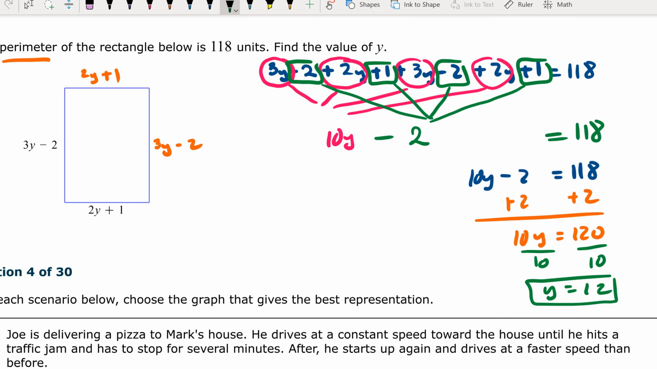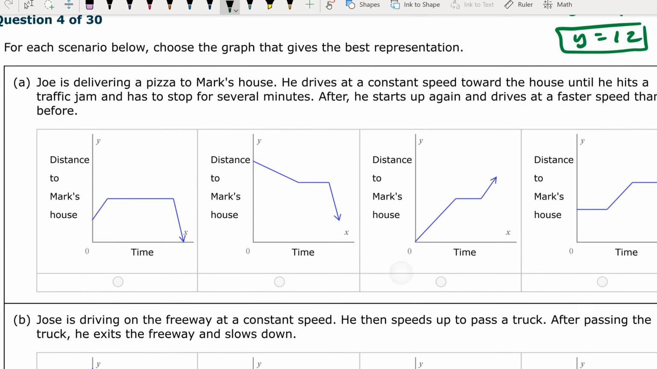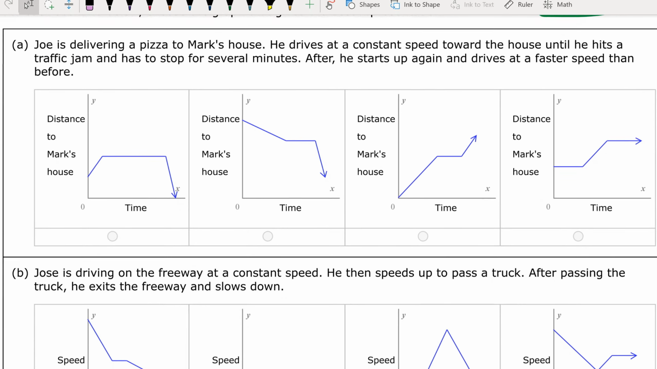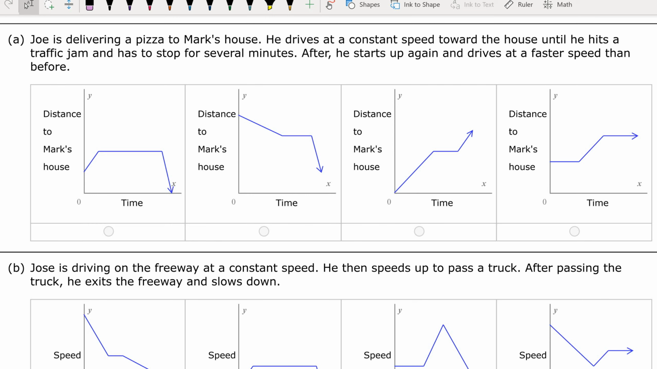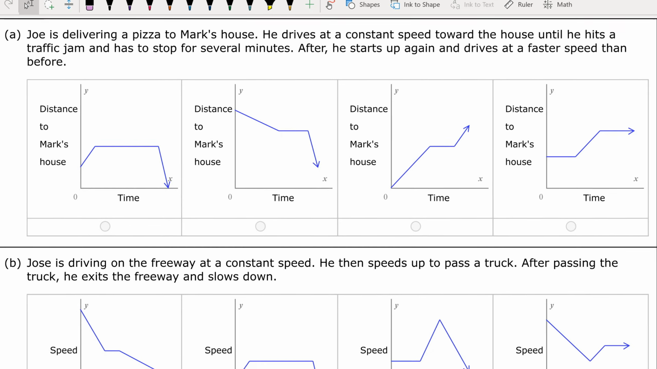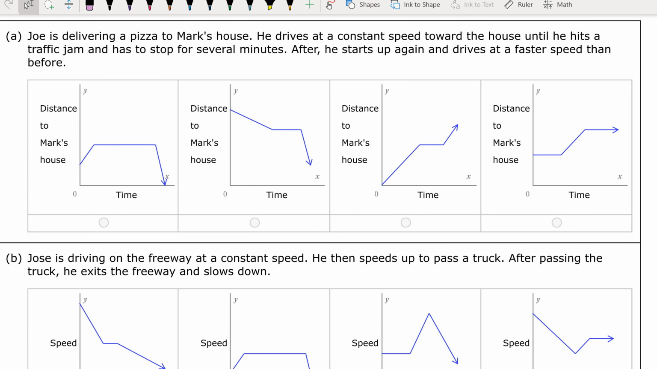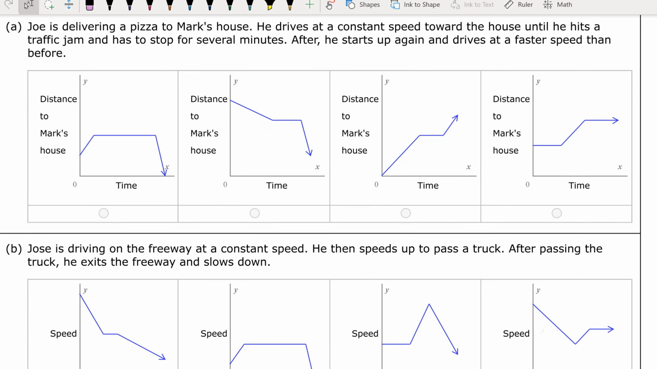Okay. Alright. Number 4. Joey is delivering a pizza to Mark's house. He drives at a constant speed toward the house until he hits a traffic jam, and he has stopped for several minutes. After that he starts up again and drives at a faster speed than before.